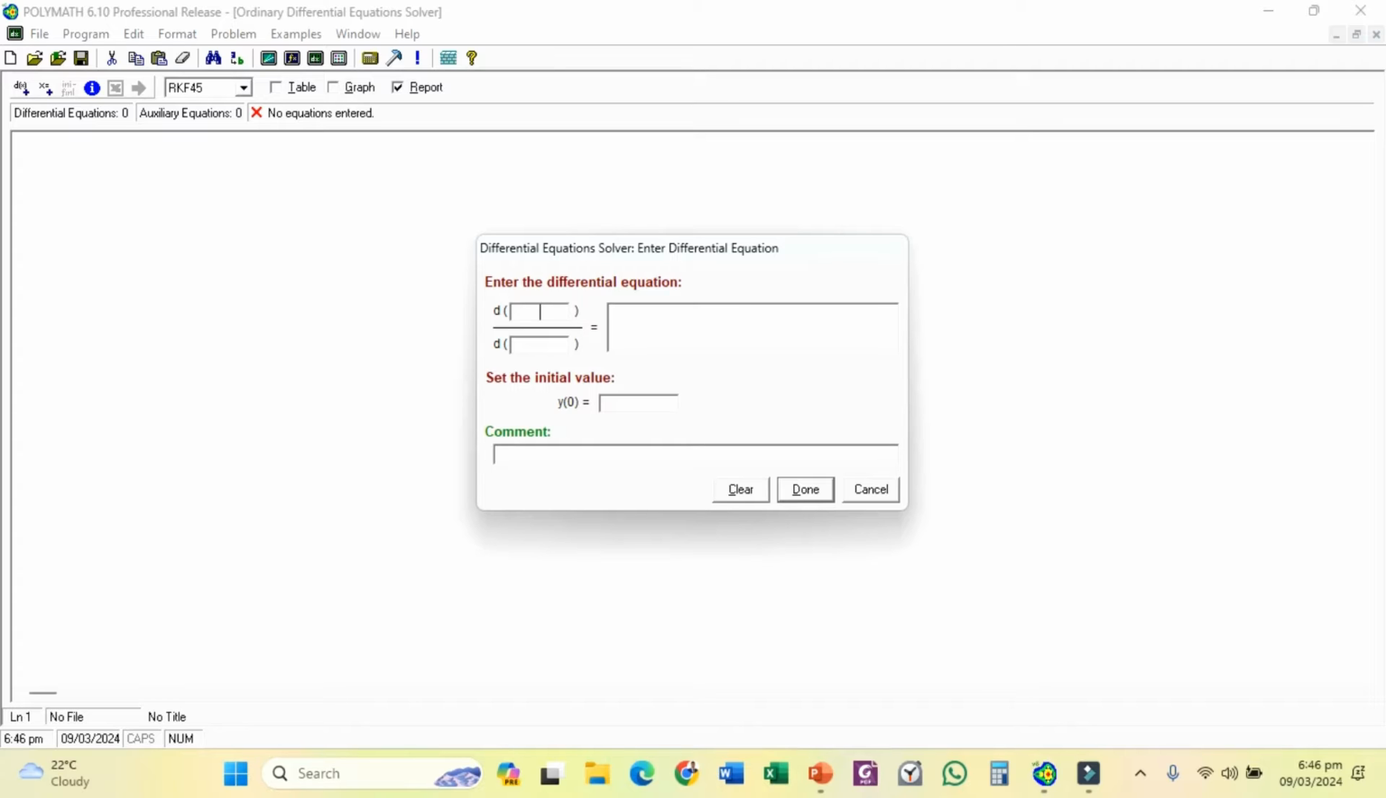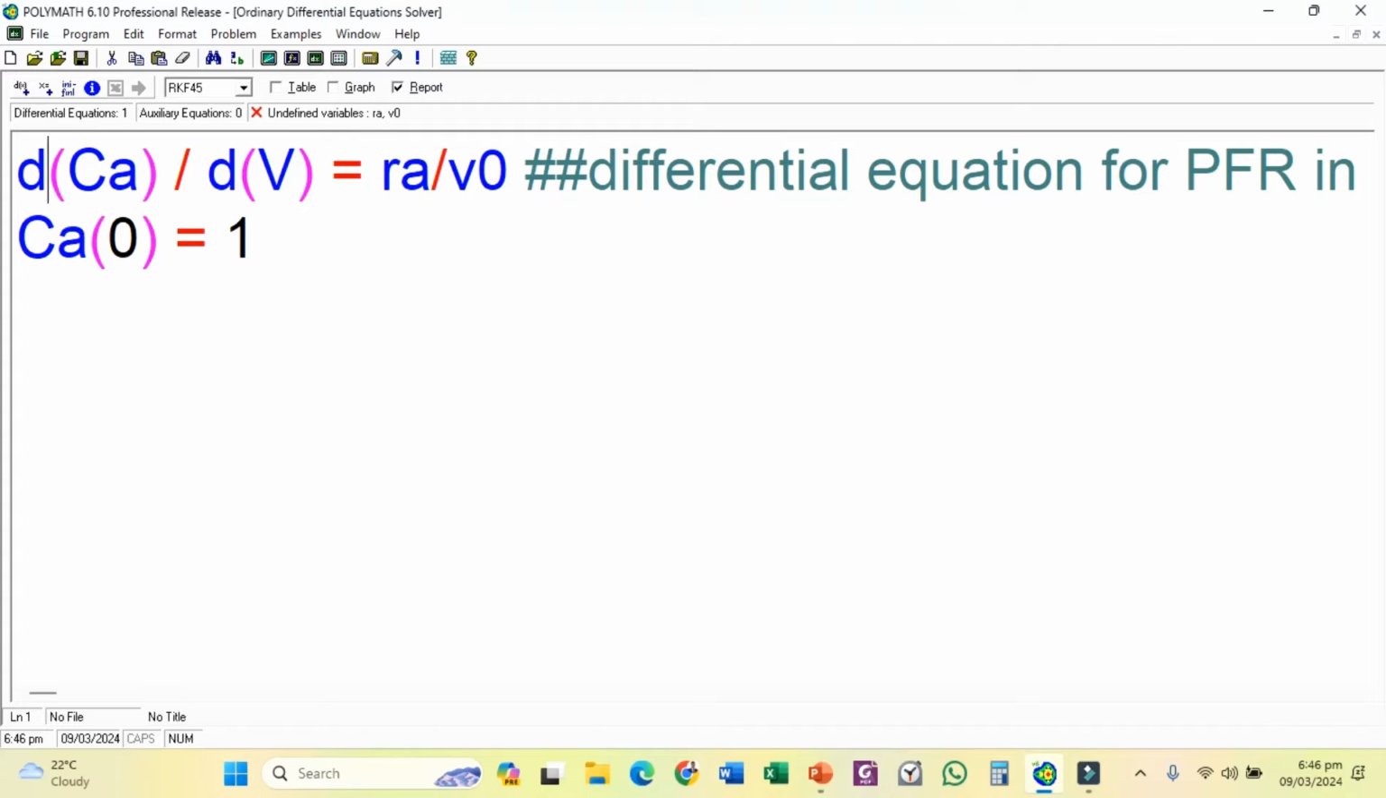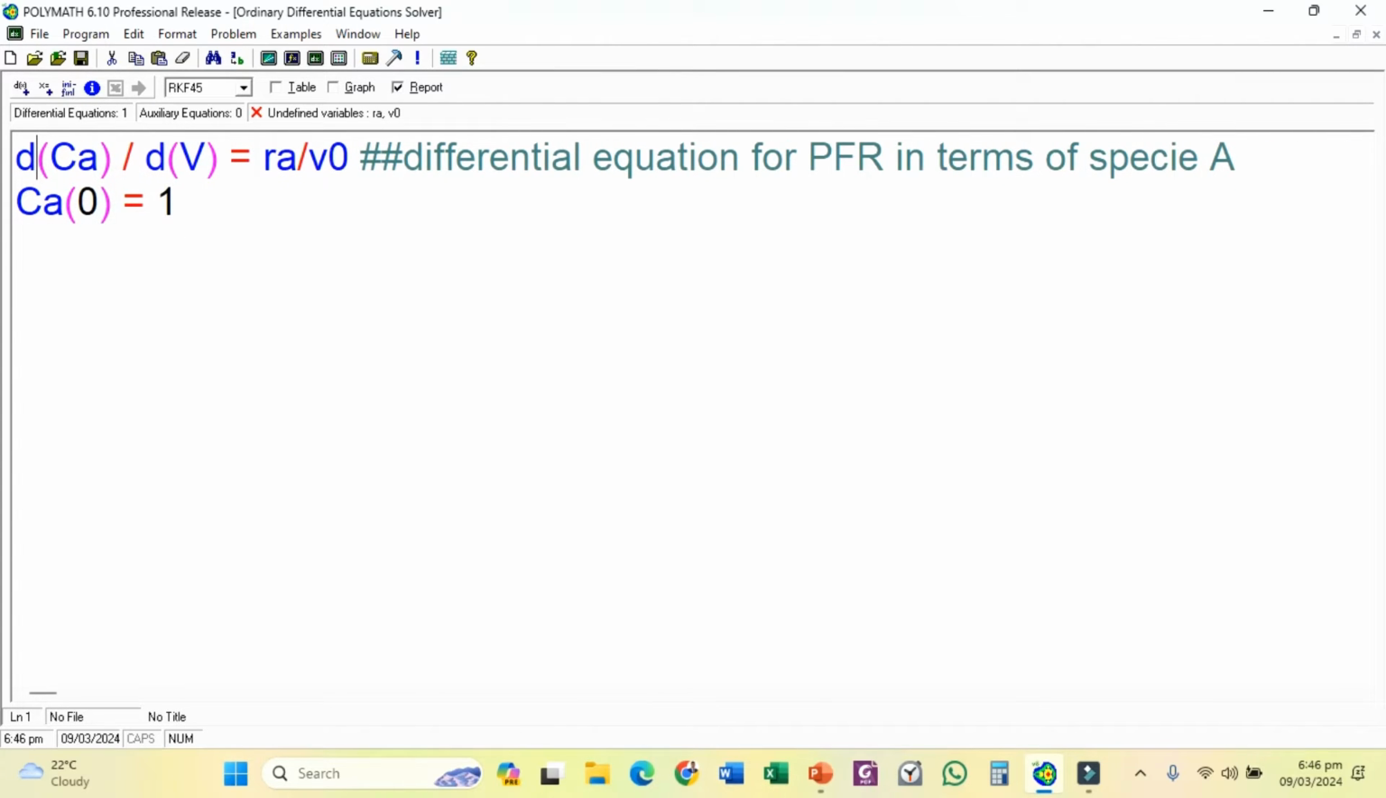Our equation is dCA over dV is equal to rA over V0. So we get d(CA) over d(V) equals rA over V0. We have used small a for the species. We can use even capital A, but the nomenclature throughout should remain the same. The initial value of CA0 is 1 in the system, and if we want to add a comment, we can say the differential equation for PFR in terms of species A. We have got this equation.